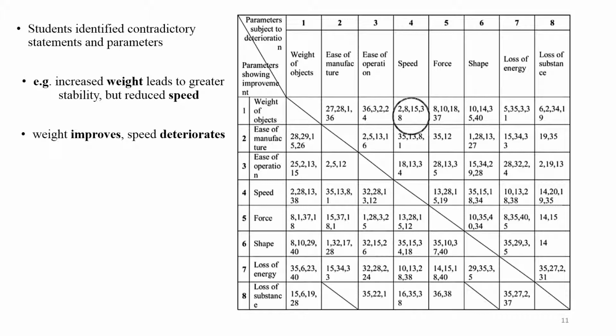Then students identify contradictory statements and parameters. As we can see on the 39 contradictions matrix developed by Altshuller, on the top horizontally we have the deteriorating parameters, and on the left-hand side vertically we have the improving parameters. In the example previously mentioned, an increase in weight leads to greater stability but reduces the speed. So in other words, weight improves, speed deteriorates. As we move on to the vertical side, we need to deteriorate speed and improve weight. That gives us some suggestions of inventive principles for how we can improve the design of a product. In this case, we have number 2, number 8, number 15, and number 38.